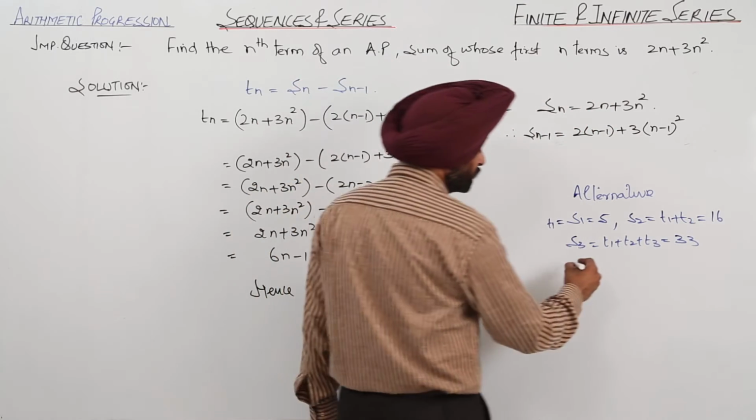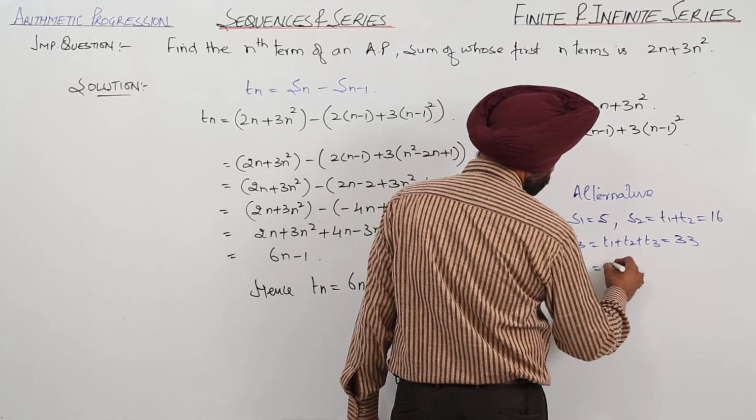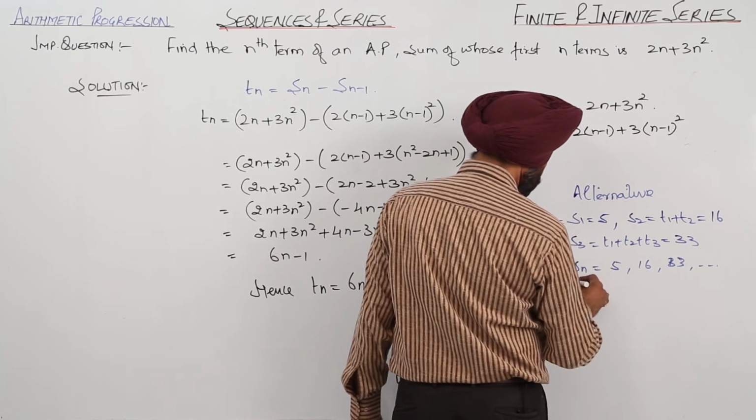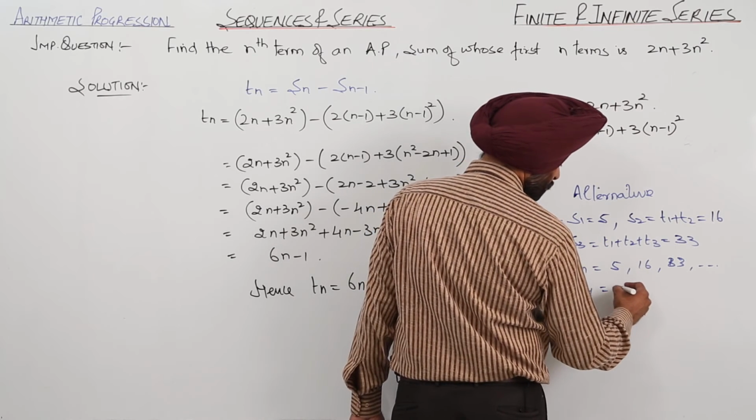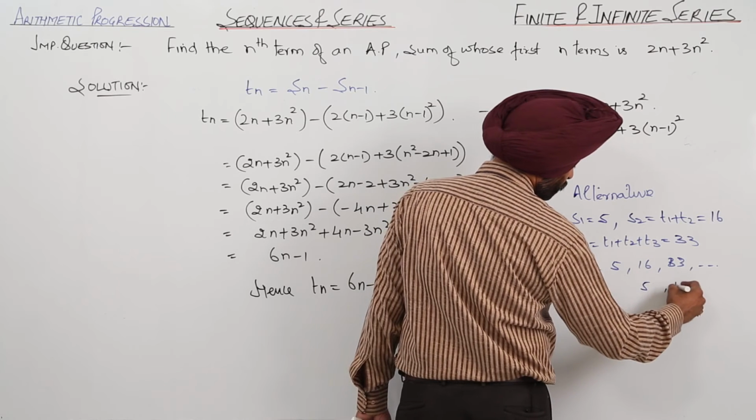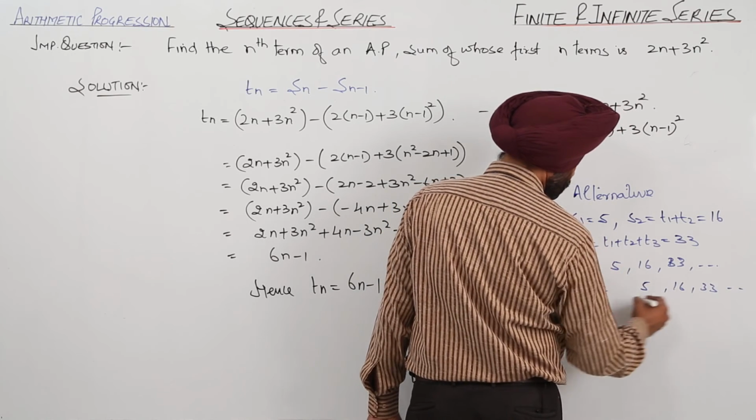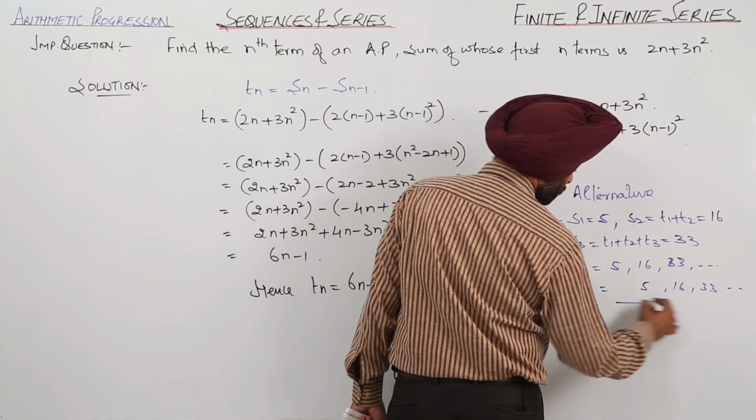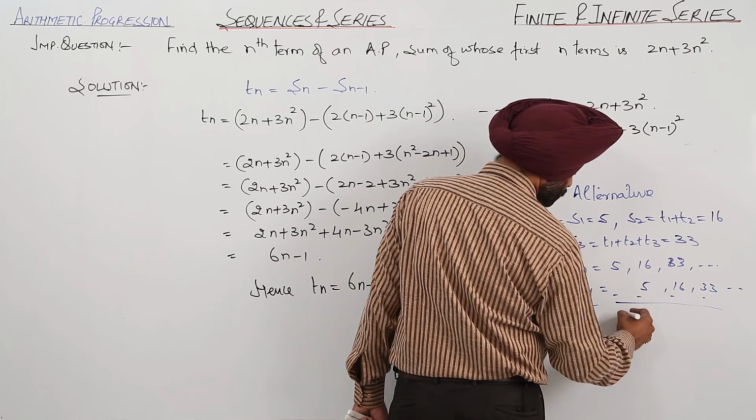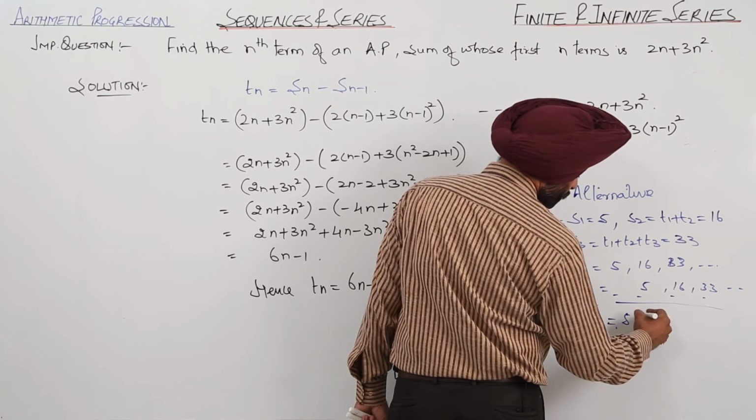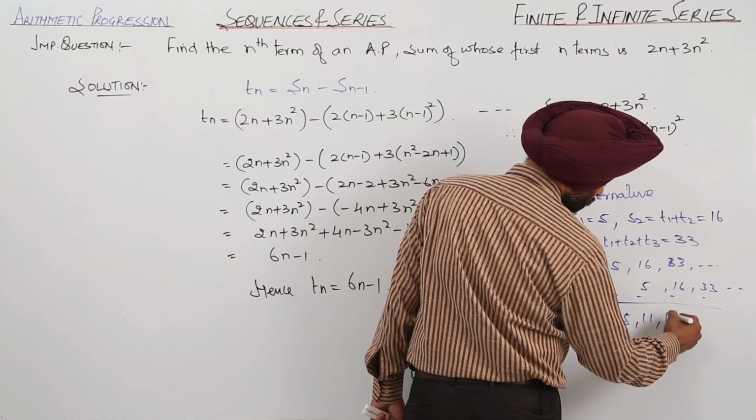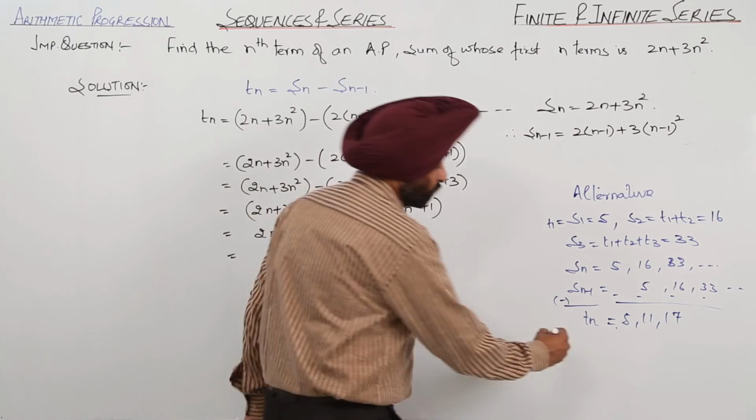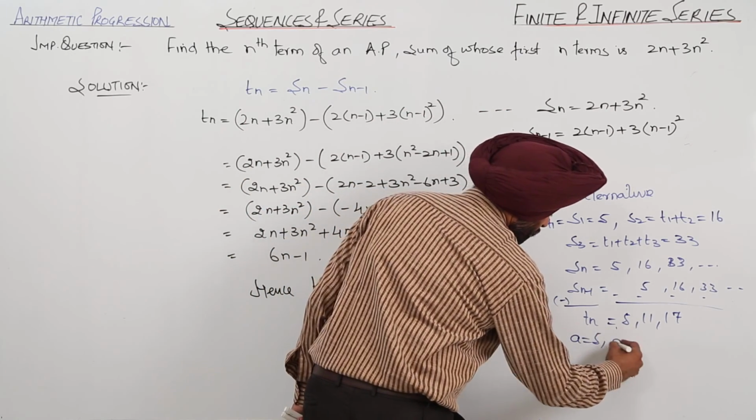Is it clear? So what series are we having? We have Sn is equal to 5, 16, 33 like this, and Sn minus 1 we have to write starting with 5 from here, 16, 33 like this. Then subtracting, we have Tn, and when we put the negative symbols, this becomes 5, then 11, then 17, we have a difference of 6. So A is equal to 5. D is equal to what?